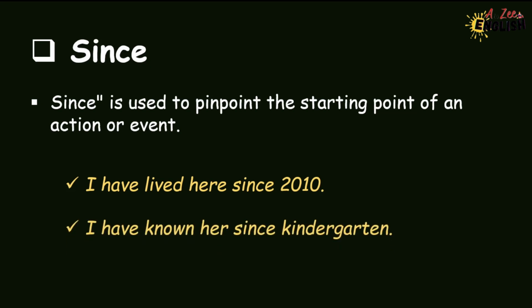I have known her since kindergarten. In this sentence, "since" indicates that the speaker has known the person in question since their time in kindergarten, signifying the starting point of their acquaintance.